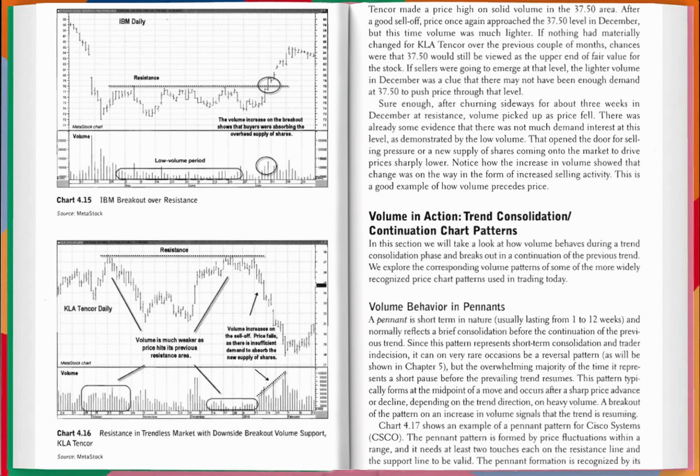If sellers were going to emerge at that level, the lighter volume in December was a clue that there may not have been enough demand at 37.50 to push price through that level. Sure enough, after churning sideways for about 3 weeks in December at resistance, volume picked up as price fell. There was already some evidence that there was not much demand interest at this level, as demonstrated by the low volume. That opened the door for selling pressure, or a new supply of shares coming onto the market, to drive prices sharply lower. Notice how the increase in volume showed that change was on the way in the form of increased selling activity. This is a good example of how volume precedes price.